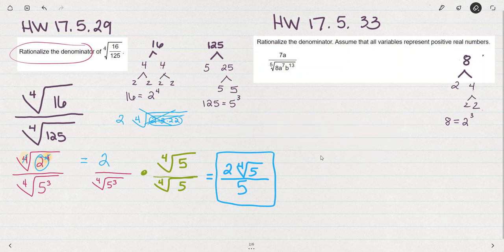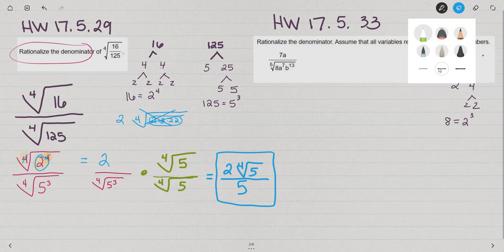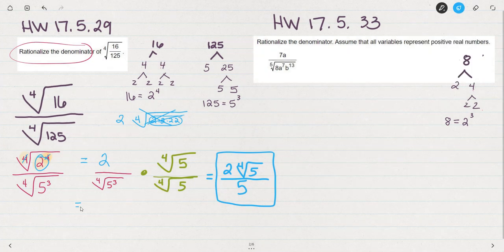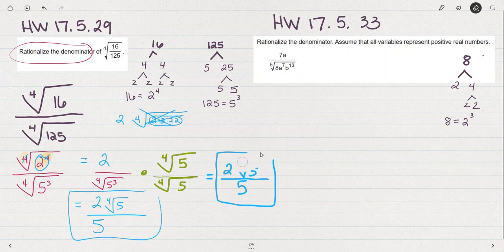I'm going to rewrite that just below, in case you want to look back at it. It was 2 times the 4th root of 5 over 5. That was our final answer. Let me erase that so we have a space to do this next example.